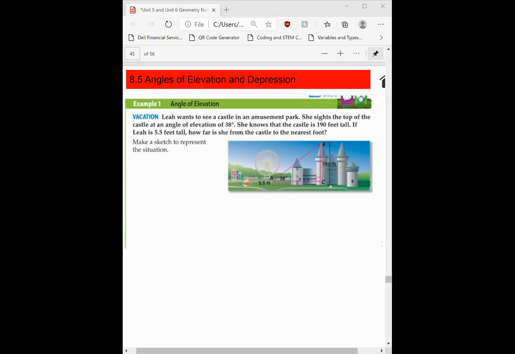So, since Leah is 5.5 feet tall, BC is equal to 190 minus 5.5, which is 184.5. Let x represent the distance Leah is to the castle. So we do tangent of A is equal to BC over AC. So we have 184.5 over x.